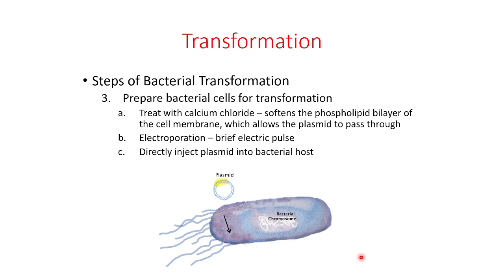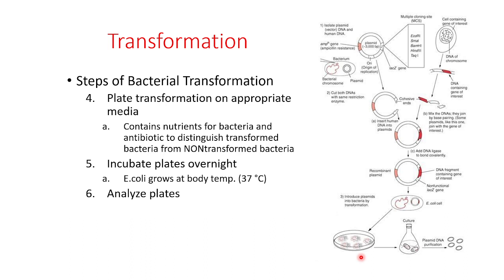So finally, the bacterial cells are prepared for transformation by treating them with calcium chloride, which softens the phospholipid bilayer and allows the plasmid to pass through the membrane. Also, electroporation is another technique, giving a brief electric pulse to open up the pores of the cell membrane, or directly injecting the plasmid into the bacterial host.